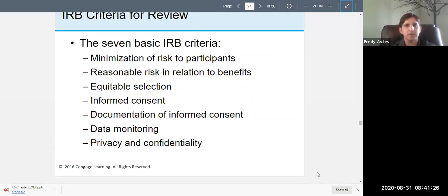The 7 basic criteria are, first, minimization of risk to participants. Have the researchers done enough to minimize risk to participants? If there's drugs involved or alcohol or something like that, or anything where there could be some risk, have the researchers done all they can to make sure participants will not be harmed, or that the risk of harm is minimized?